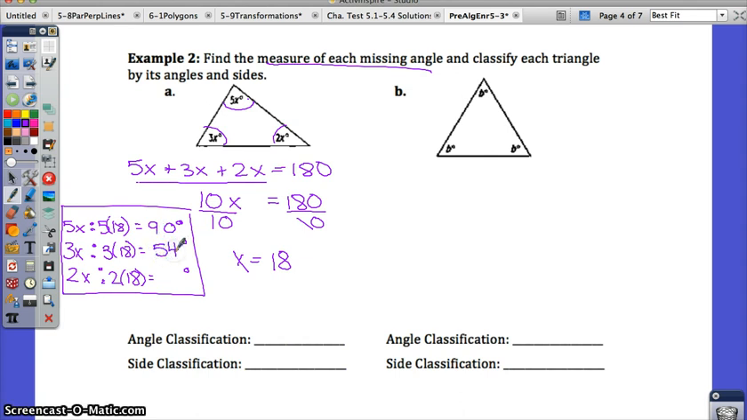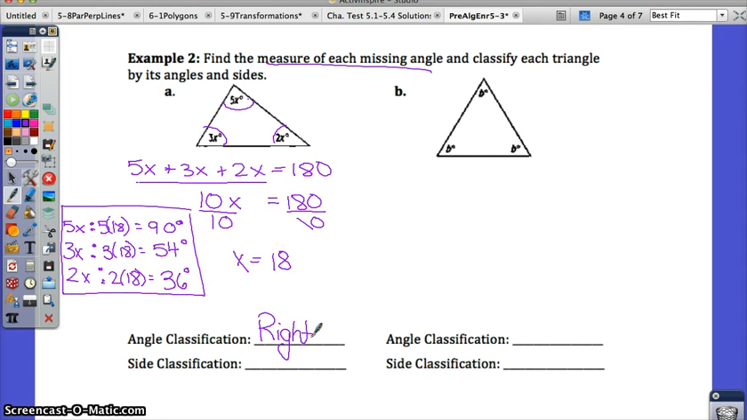And 2 times 18, try that one. So here's our angle measures. Now we need to classify this triangle. Take a look at your angle measures. By the angle classification, this would be a right triangle. It has one right angle, must be a right triangle.